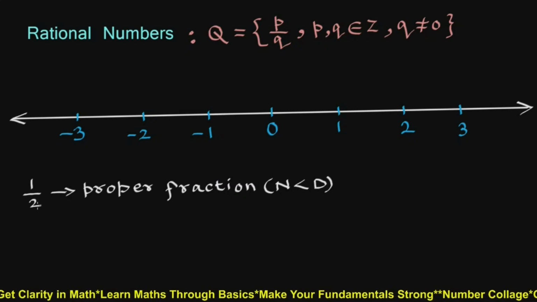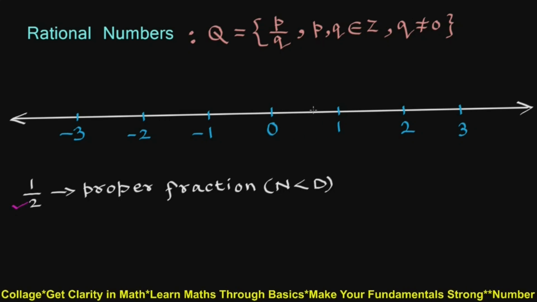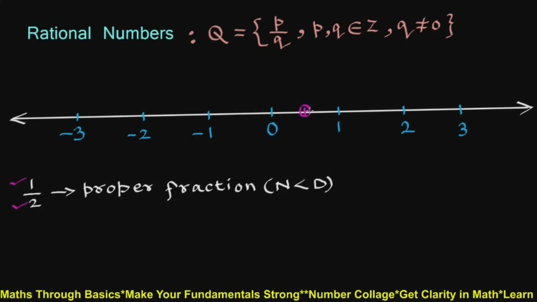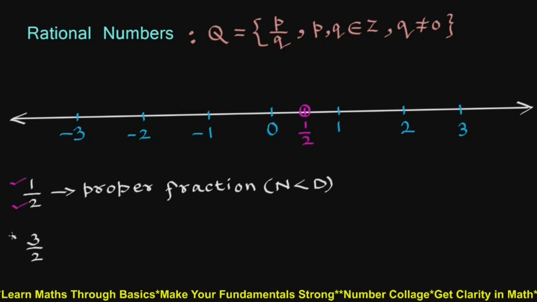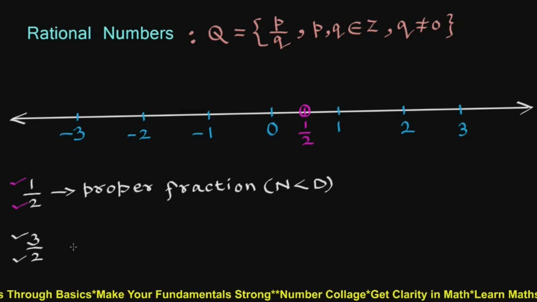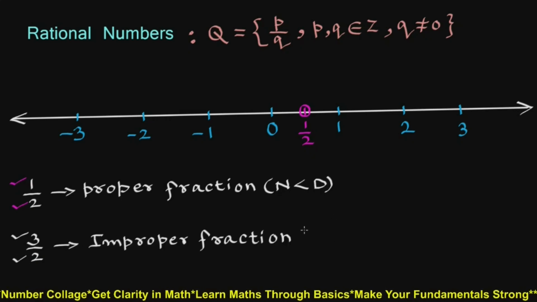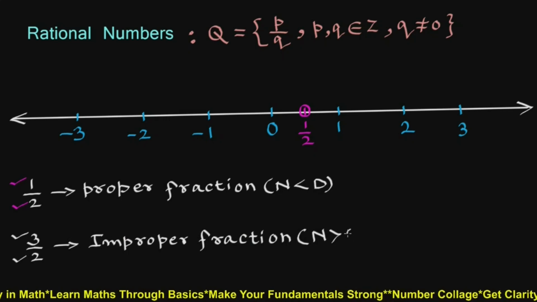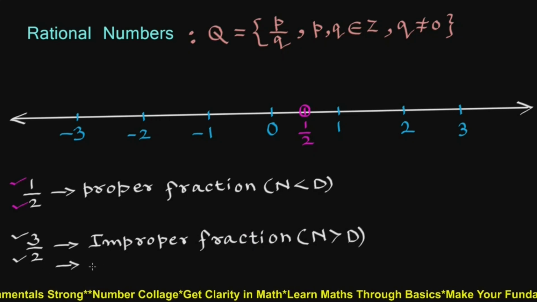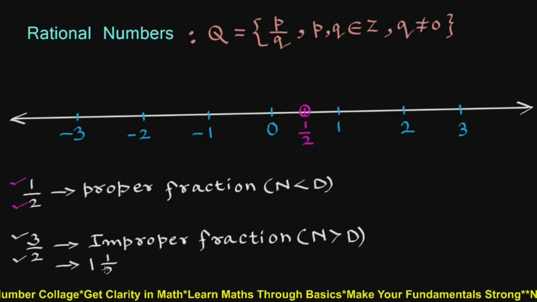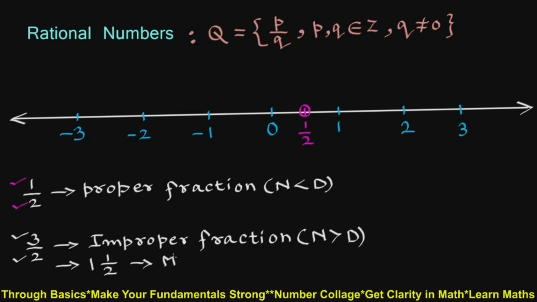To plot 1 upon 2 on this number line, we make two equal parts between 0 and 1 and take one part, that gives us 1 upon 2. 3 upon 2 is a rational number where both numerator and denominator are integers. This is an improper fraction because here the numerator 3 is greater than the denominator. 3 upon 2 can be written in the form of an integer 1 and a proper fraction 1 upon 2, so it is also known as a mixed fraction.